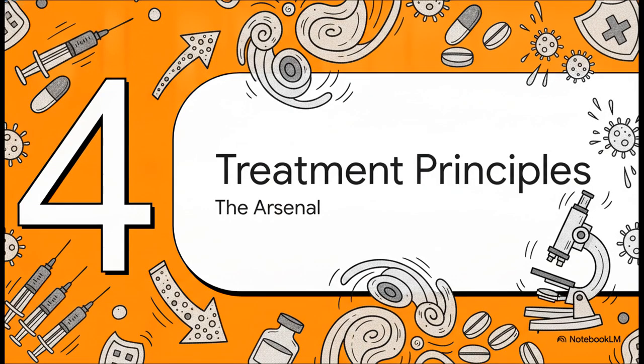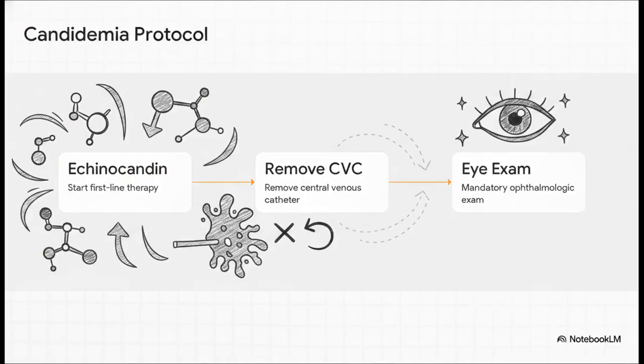The arsenal. Let's talk about fighting back. Burn these 3 sequential steps into your memory for candidemia management. Step 1, start an echinocandin, like caspofungin or micafungin. Notice the modern shift here. Echinocandins are your first-line therapy for candidemia now, not fluconazole, especially before you know the exact species. Step 2, remove or replace the central venous catheter. Fungi absolutely love to form biofilms on those lines. And Step 3, order that mandatory eye exam we just talked about.